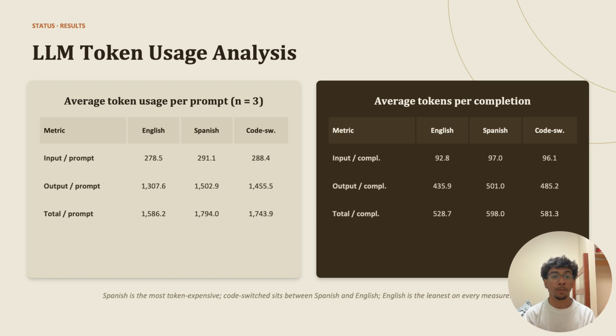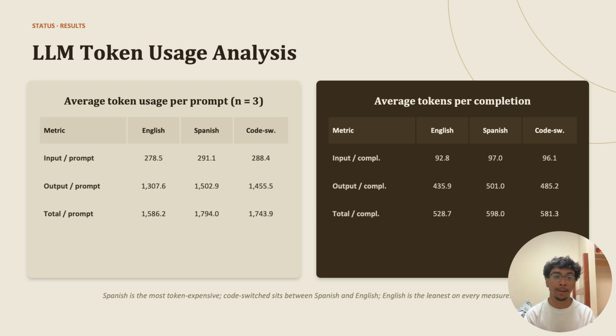Looking at the total tokens per prompt, English runs about 1586, while code switch about 1744, and Spanish about 794. So code mixing costs you roughly 10% more than monolingual English. The same pattern holds for completion: 529 for English, 581 for code switch prompts, and 598 for Spanish. So most of the cost is on the output side, not the input.